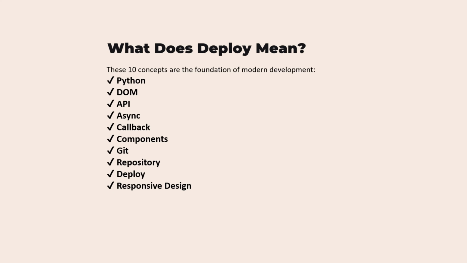So let's recap. In today's lesson, you learned Python, DOM, API, Async, Callback, components, Git, repository, deploy, and responsive design. If you understand all these, you're already ahead of most beginners.